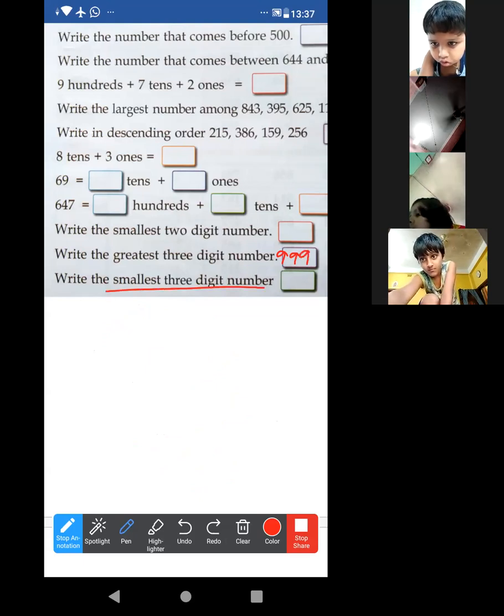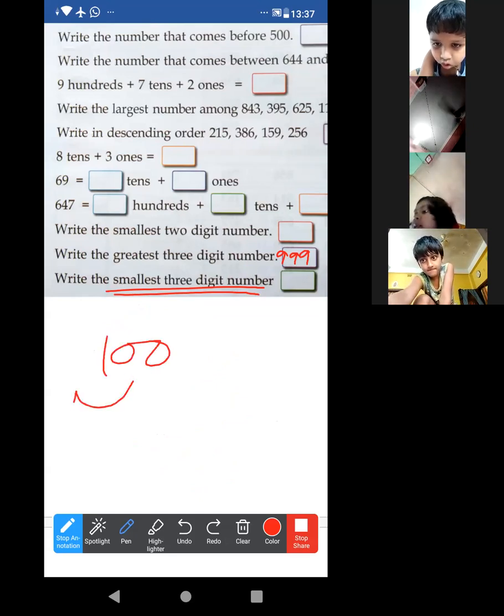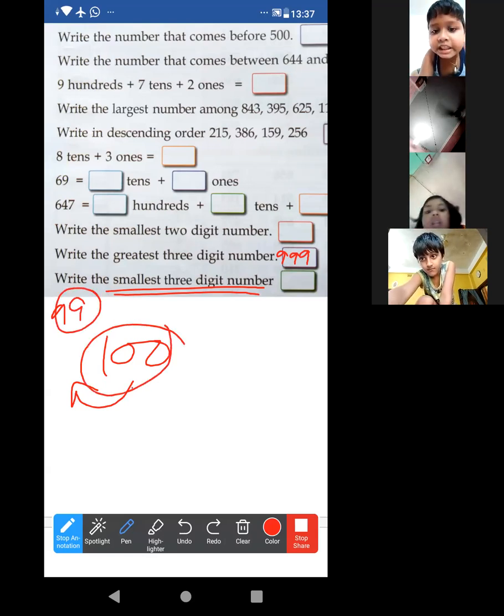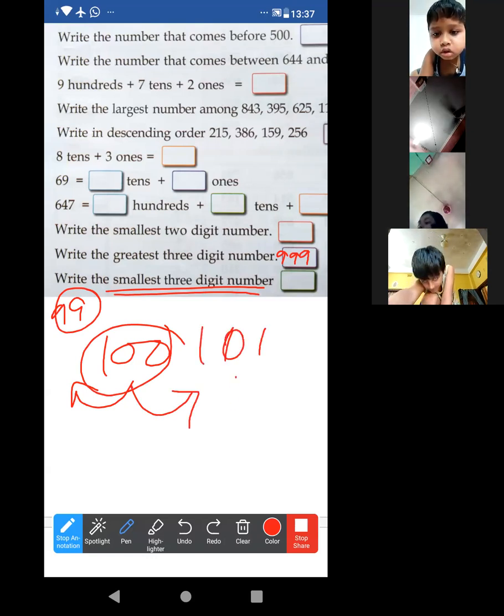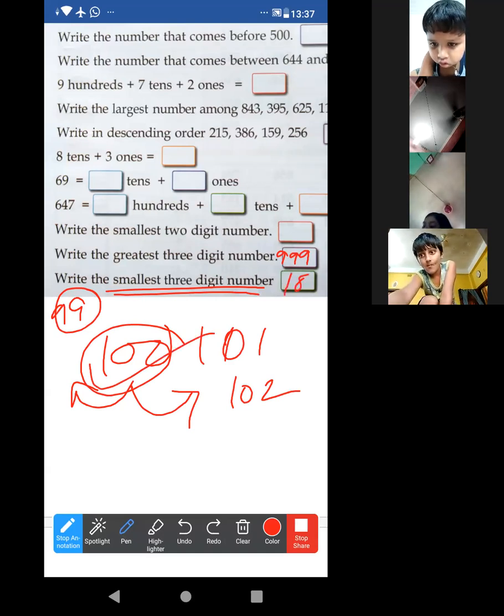Now smallest 3-digit. That means from which the 3-digit numbers are starting. 100, na? Look, before it is 99 and it is a 2-digit number, right, na? From 100 it is starting. 3-digit numbers are starting. 101, 102, in this way. So it will be 100, right? Write 100 over there. All of you completed, so?